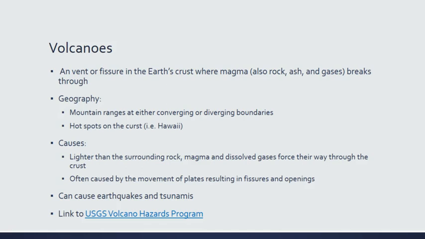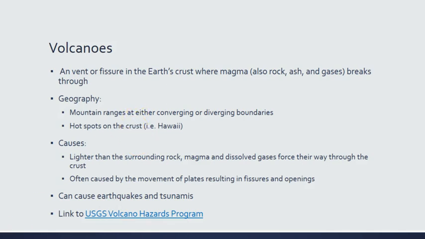Okay, so let's talk about volcanoes. And this, by the way, is going to be just a kind of a quick overview of all of these major hazards. And again, we're going to talk more about them in class. So volcanoes, this is a vent or a fissure in the Earth's crust where you have magma. Could also be ash and gases and stuff will break through the crust and come out, right? This is typically going to be found in a mountain range at either converging or diverging boundaries. And you also get hot spots on the crust.